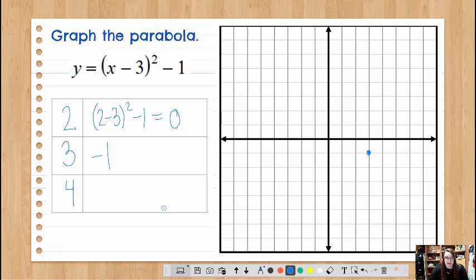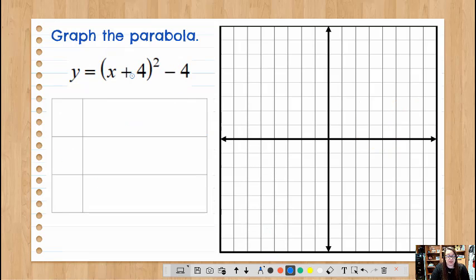Since this is a vertex, on either side it's symmetrical. So this is also 0. So I've got a point at (2, 0) and (4, 0). And I can plot my quadratic. Let's look at the next one. Same thing here, but different points. So my vertex in this one is (negative 4, negative 4).